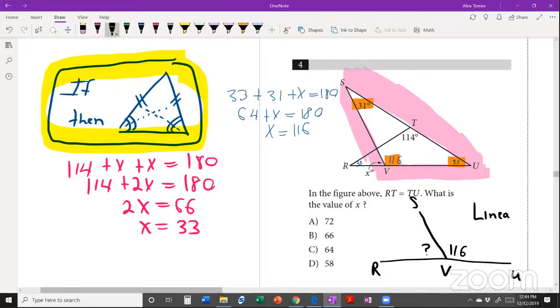That's a linear pair. When you have 2 angles that form a straight line, it's called a linear pair. And those 2 angles need to add up to 180. So this angle and this angle have to add to 180, which means that the angle on the left, angle SVR, has to be 64. And so the answer number 4 is C, 64.